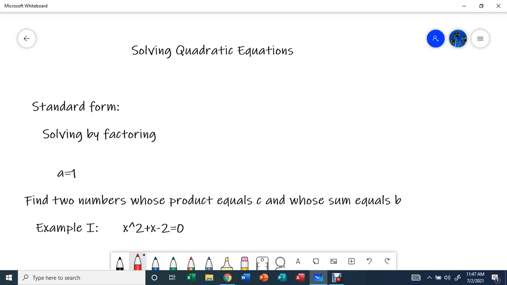Today I will show you a few ways to solve a quadratic equation. So let's start. The standard form of a quadratic equation is ax squared plus bx plus c equals 0, where a is not equal to 0 and a, b, c are real numbers.